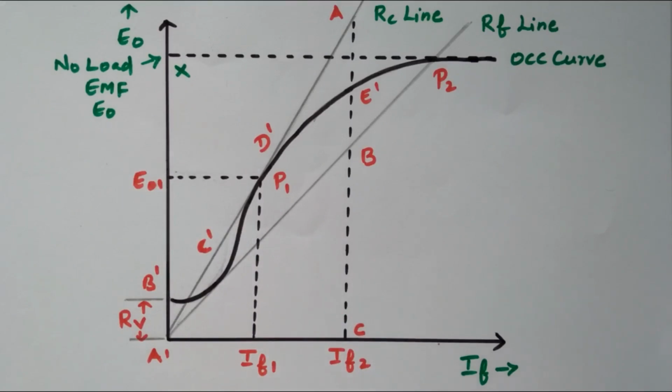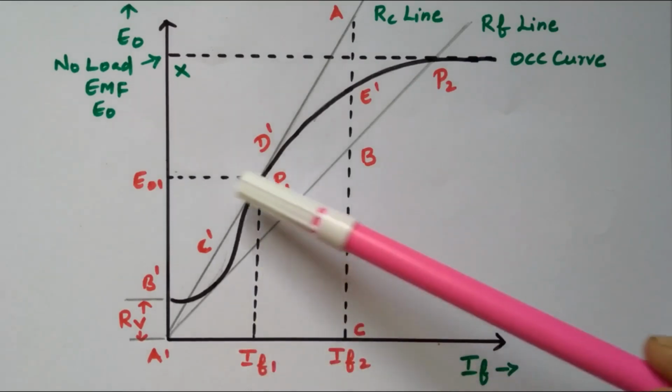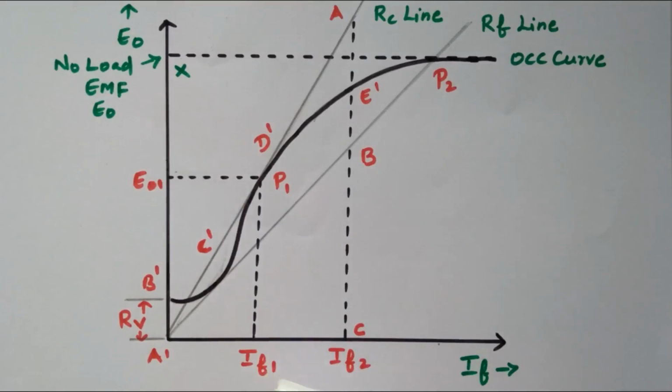It is the maximum value of field resistance above which the machine fails to excite. The excitation will not happen. If the resistance of the machine is more than that, the field coil will not excite. It should be less than that. It is a maximum value. Thereafter, if the value increases, the machine fails to excite. So we can measure the critical resistance from these two values, E01 and IF1.